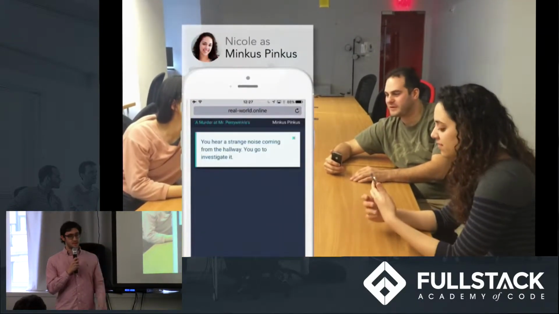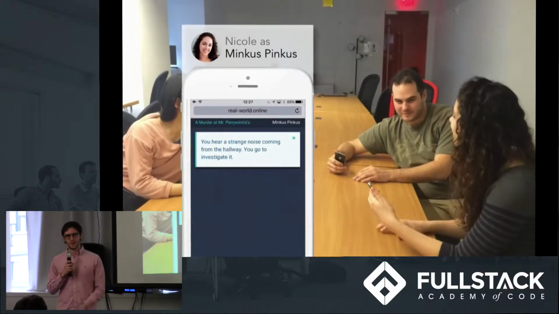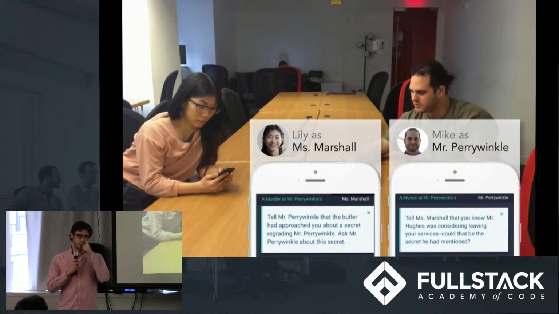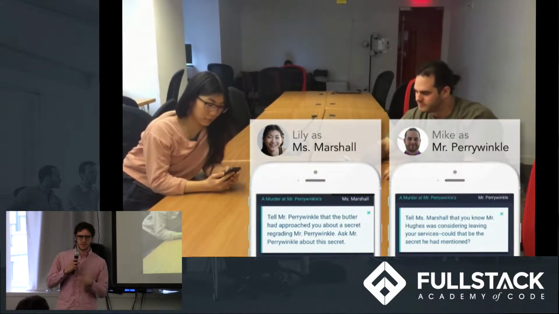So later on, they're all discussing who they think did it. They can't really figure it out. And Nicole gets a single-person event saying, hey, there's a weird noise coming from the hallway. You should go check it out. So she reacts and leaves. And then Mike and Lily get notifications to each of their phones to help them probe each other and really figure out who they think did it.